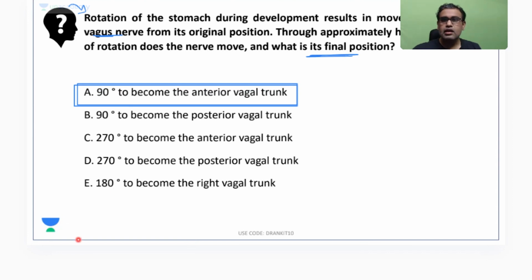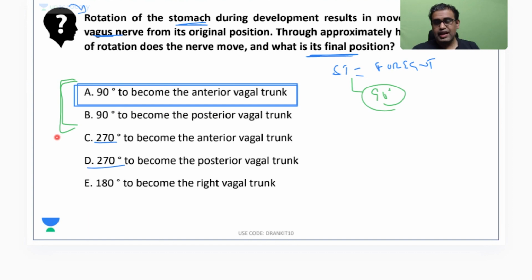But why? The rotation was of the stomach. Stomach is a component of foregut or midgut? Foregut or midgut? Quick answer. It's a component of foregut. Midgut rotates 270 degrees, not the foregut. Foregut rotates 90 degrees. So the answer has to be between A and B.